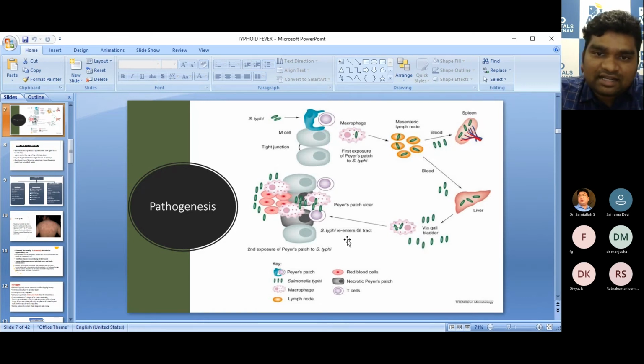Salmonella typhi re-enters the GI tract, where it attacks the Peyer's patches again. First, it enters the M cells of the Peyer's patches, the first exposure. After that, it re-enters from the gallbladder and affects the Peyer's patches again, and necrosis of the Peyer's patches can occur. Here there can be a complication of intestinal hemorrhage and bleeding. This is the broad pathogenesis of Salmonella typhi.